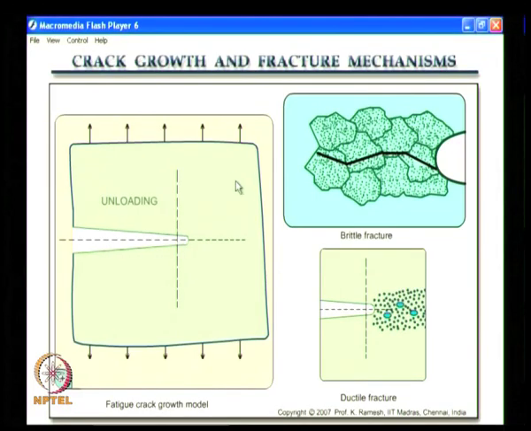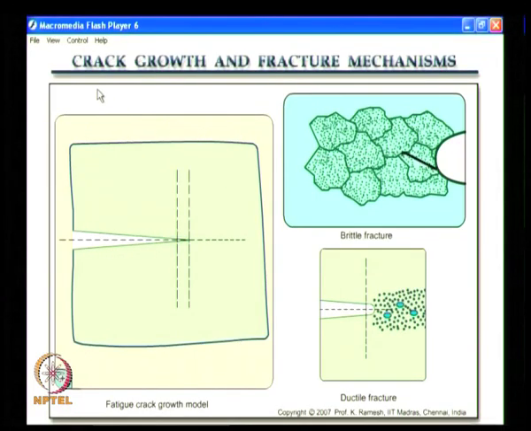So, in reality many structures will have a combination of many of these crack growth mechanisms possible. Finally, we also looked at the crack growth mechanism due to liquid metal embrittlement. Then we moved on to discussing fracture mechanisms. We have looked at brittle fracture as well as ductile fracture. So, in essence, in this chapter we have looked in greater detail at crack growth and fracture mechanisms.